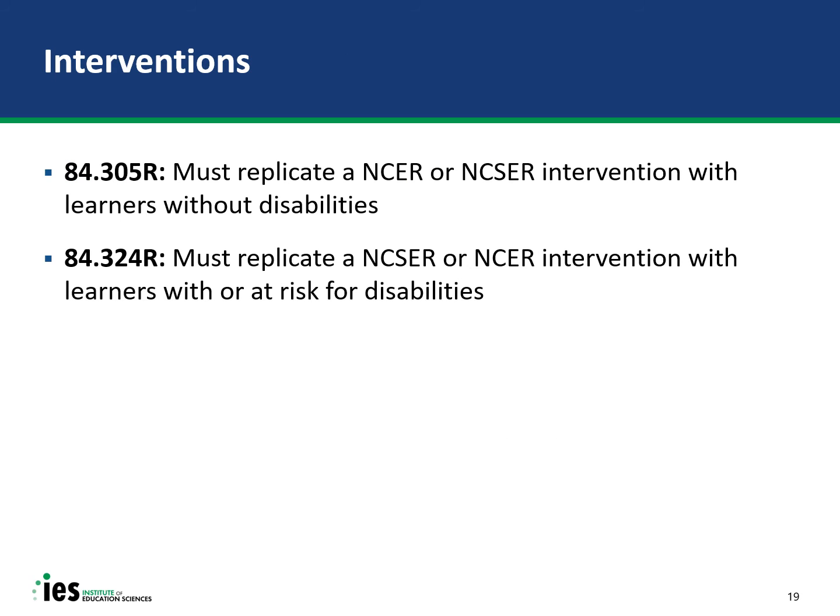One special note regarding the list of interventions is that applicants to 84.305R can replicate an intervention listed under the NCER table or replicate a NCER listed intervention with learners without disabilities. Similarly, applicants to 84.324R can replicate a NCER intervention or an NCER listed intervention for learners with or at risk for disabilities.